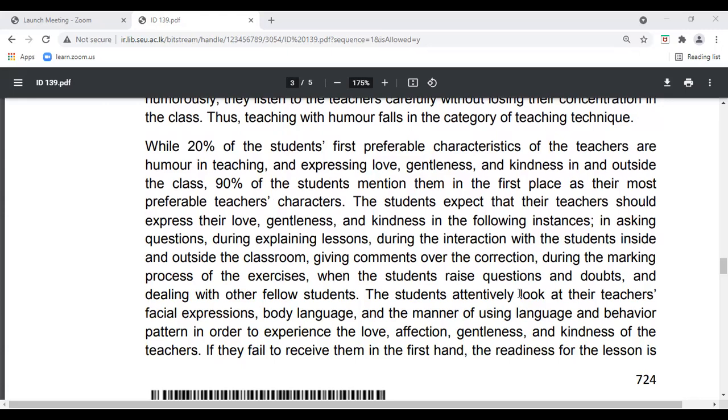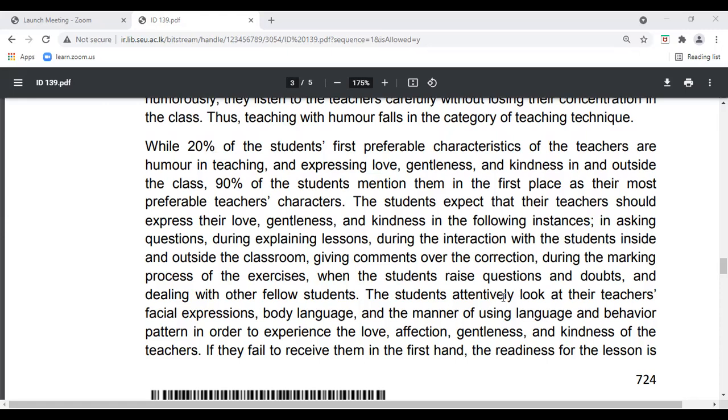The students expect that their teachers should express their love, gentleness, and kindness in the following instances: in asking questions, during explaining lessons, during interaction with the students inside and outside the classroom, giving comments over corrections, during the marking of exercises, when the students raise questions and doubts, and dealing with fellow students. The students attentively look at their teachers' facial expressions, body language, and the manner of using language and behavior patterns in order to experience the love, affection, gentleness, and kindness of the teachers.